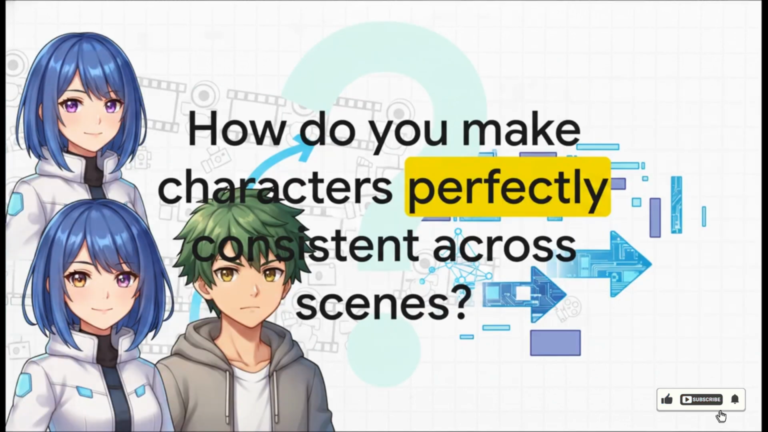So there you have it. You now have the playbook. Everything you need to start making some amazing AI videos completely for free. But the next big mountain to climb, that's character consistency. How do you make your characters look exactly the same from one scene to the next?